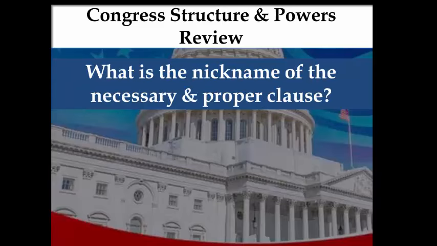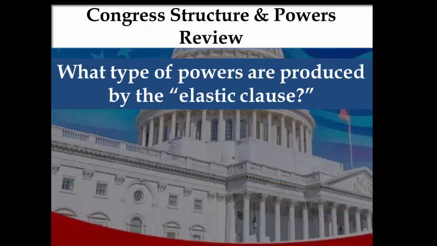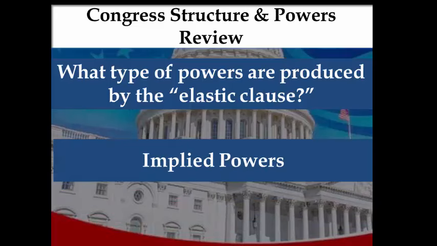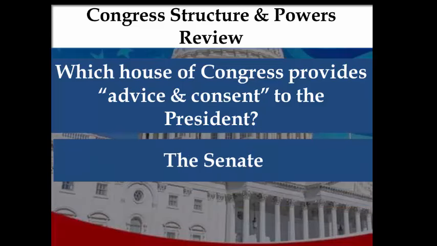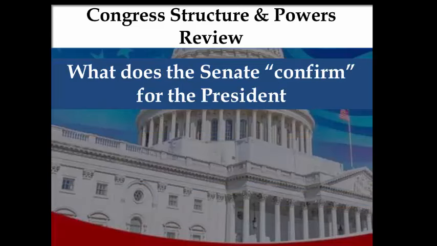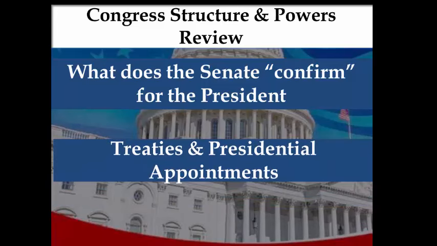What is the nickname for the necessary and proper clause? Remember, this stretches the power of Congress. Yes, the elastic clause. What type of powers are produced by the elastic clause? Remember, they're not written, but they are implied powers. Which house of Congress provides advice and consent? It's one of the two. It's the Senate. What does the Senate confirm for the president? Well, they confirm treaties and presidential appointments.